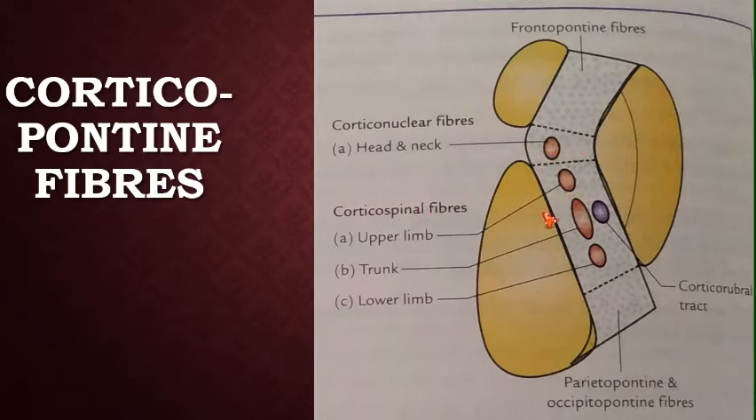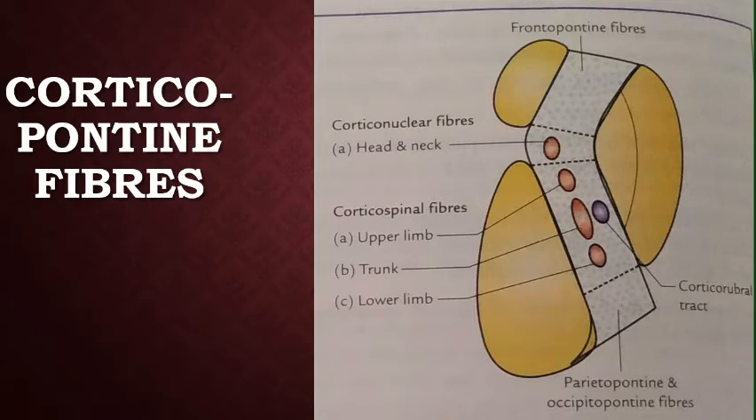Then moving to the corticospinal fibers. Corticospinal fibers synapse with the anterior horn cells of the opposite half of the spinal cord, which innervate the muscles of the upper limb, the trunk, and the lower limb. Most anteriorly we can identify the corticospinal fibers innervating the muscles of the upper limb. Posteriorly, the corticospinal fibers innervate the lower limb. In between, we can identify those corticospinal fibers which innervate the muscles of the trunk. So that is about the pyramidal fibers.